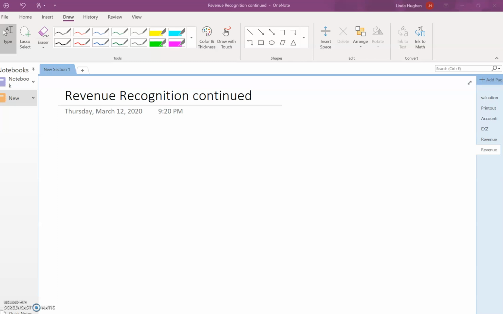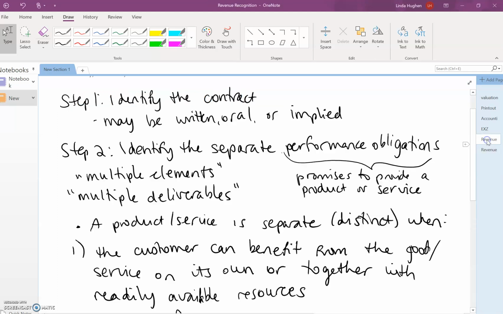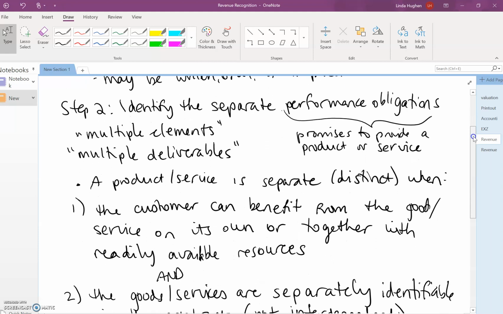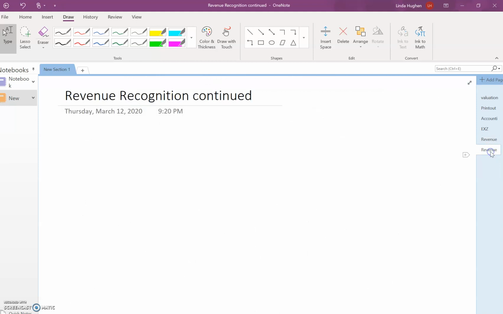In the last video, we started discussing revenue recognition. We watched a little bit of New Kids on the Block videos, and we discussed the 5 steps of revenue recognition. Step 1, identify the contract. Step 2, identify the separate performance obligations. Now we're going to continue on to step 3 of the revenue recognition model. Step 3 is determine the transaction price.